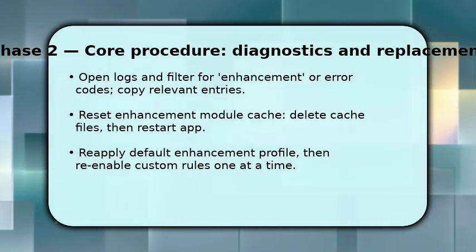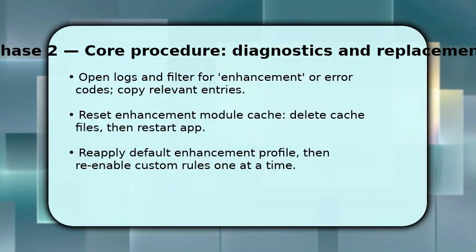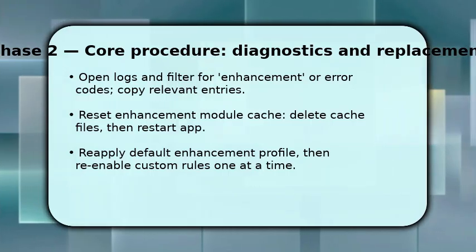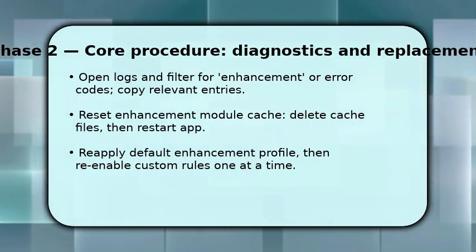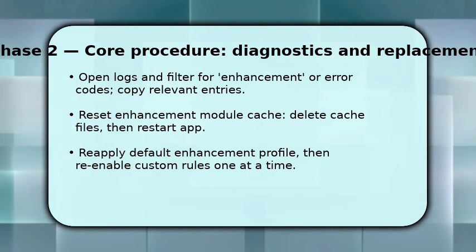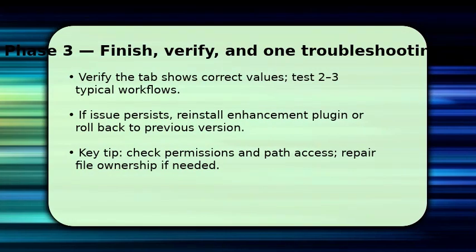This isolates the problematic rule. If a rule breaks the tab, you can fix syntax or remove that rule to restore stability. Finish by confirming the Enhancement tab displays correct values and then run 2 or 3 typical workflows to validate behavior.